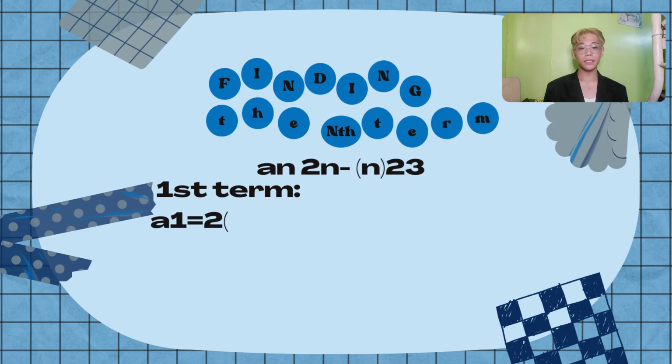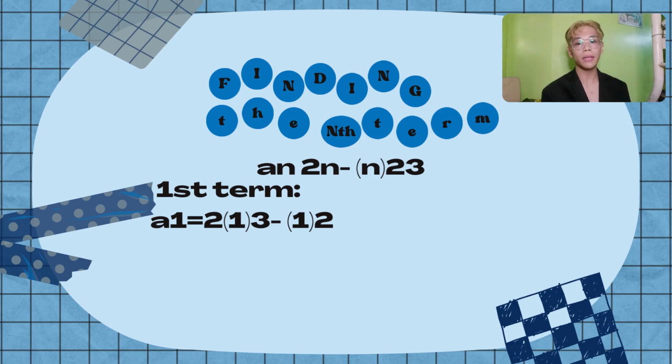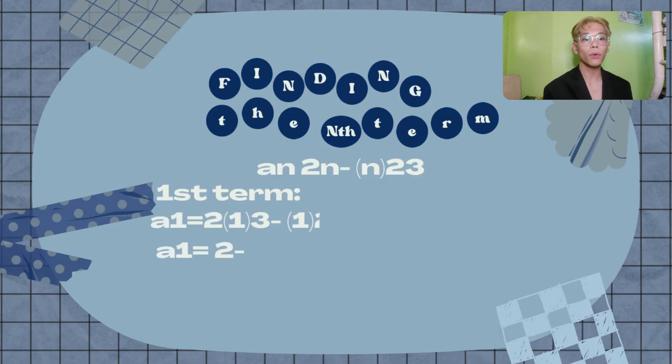At the beginning of the solving, for the first term, because it is the first one, we will use the number 1 as a replacement for the n, and it will result to a1 is equals to 2 times 1 raised to the third power minus 1 raised to the second power. After identifying that, we will now solve the 1 raised to the third power, or 1 times 1 times 1, which results in 1, and we will also do the same to the 1 raised to 2, or 1 squared.